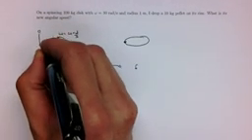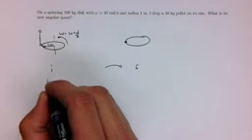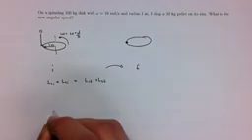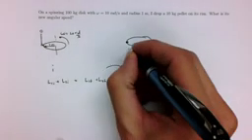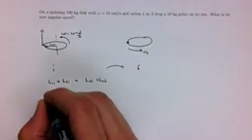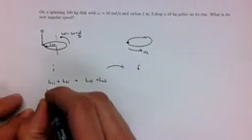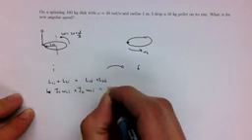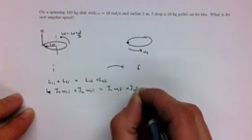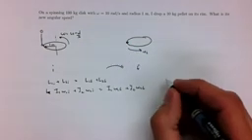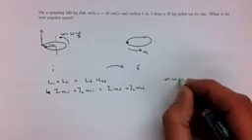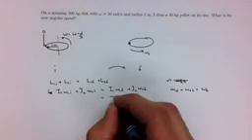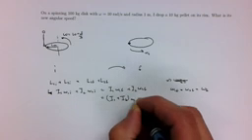So let's write down the conservation of momentum equation. L1 initial plus L2 initial is equal to L1 final plus L2 final. So this is going to be spinning with some omega f. So I1 omega 1 initial plus I2 omega 2 initial is equal to I1 omega 1 final plus I2 omega 2 final. But because they're spinning together, omega 1 f is equal to omega 2 f, which is equal to omega final. So this is equal to (I1 plus I2) omega final.